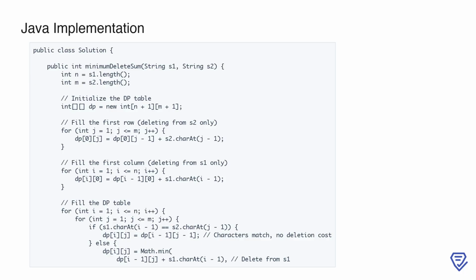To handle the base cases, we fill the first row of the table. This represents the scenario where we only delete characters from s2 to match an empty s1. For each column, we add the ASCII value of the corresponding character from s2 to the previous column's value. Similarly, we fill the first column to handle the case where we delete characters from s1 to match an empty s2. For each row, we add the ASCII value of the corresponding character from s1 to the previous row's value. With the base cases set, we proceed to populate the rest of the table.